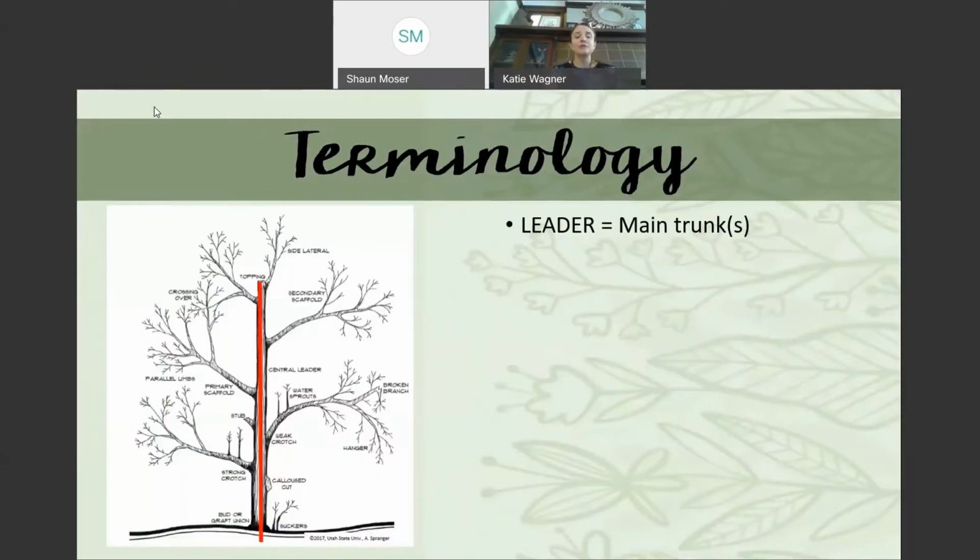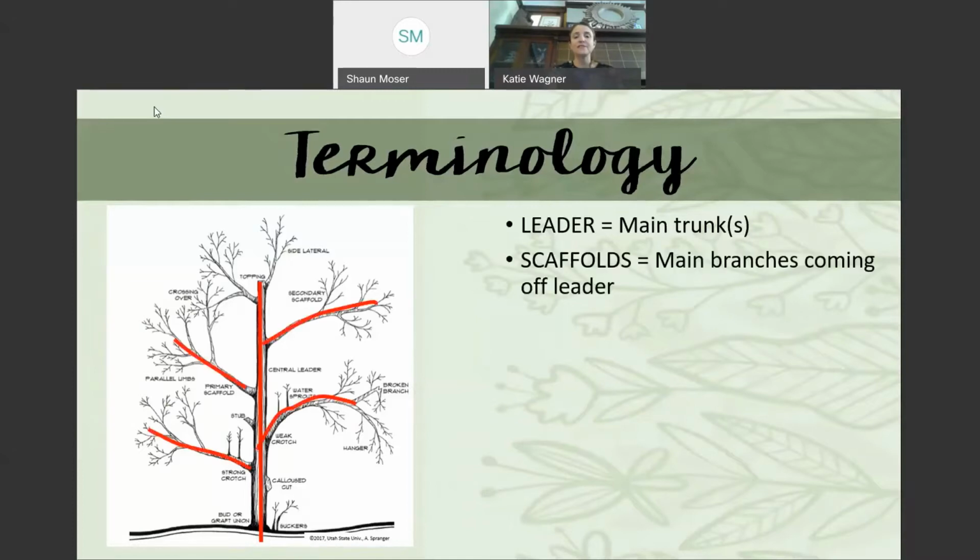Okay, I'm going through a little bit of terminology here, and if you're staying for fruit tree production as well, or fruit tree pruning, it's going to be really important that you get some of this basic terminology down. We won't make this too complicated, but we'll come back to this a lot. You have the leader, which is the main trunk or trunks. Sometimes we have multiple leaders. We have scaffolds, which are the main branches that are coming off of a leader.